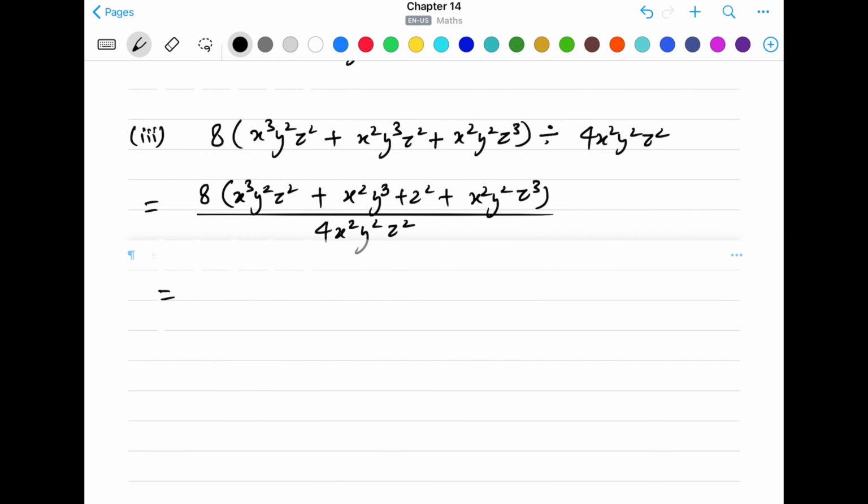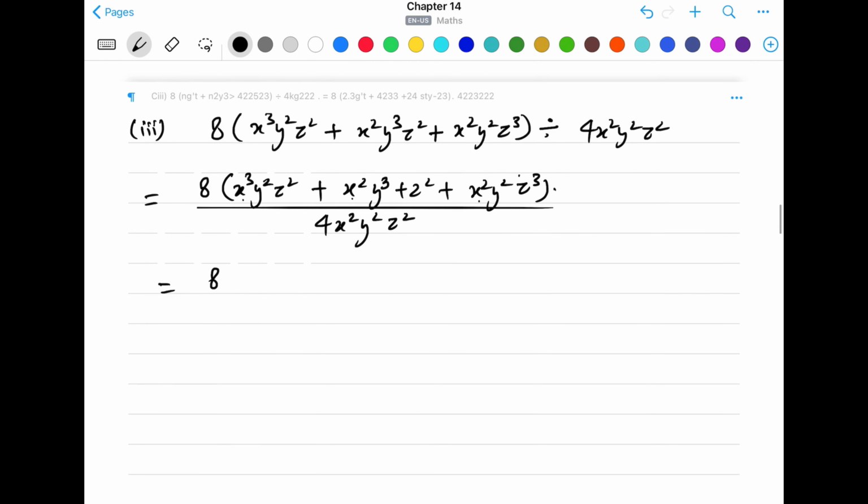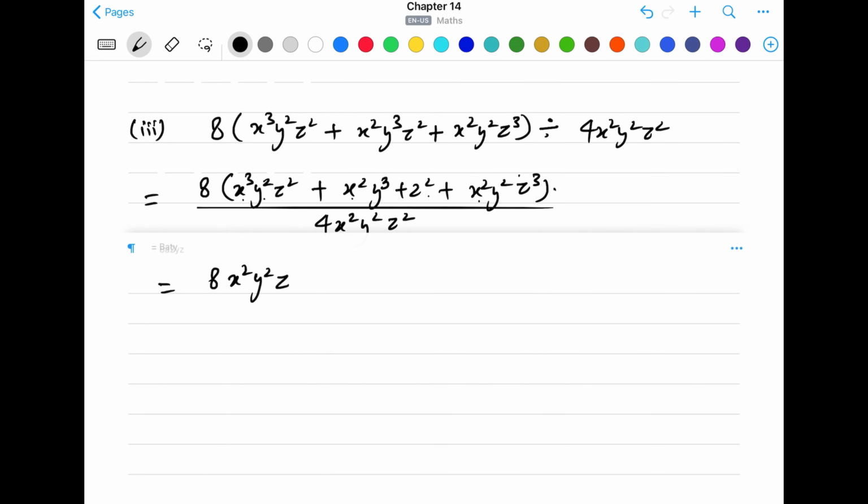Again, in order to divide the variables, what we have to do is first take something common from here. We have 8 already. Now as you can see, the lowest power of x is, here we have 3, we have 2 and 2, that means the lowest power of x is 2. Similarly, the lowest power of y is 2, and also the lowest power of z is 2. So we can take x squared, y squared, z squared as common.